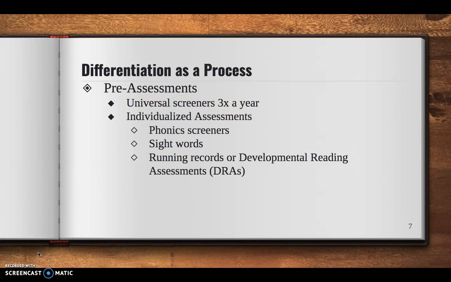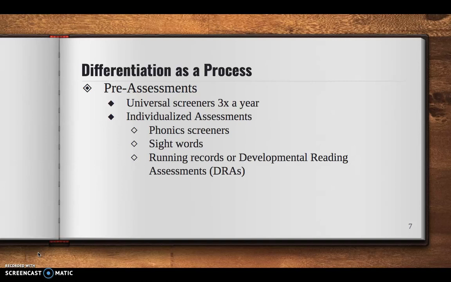Each of these measures provide a different type of data. Phonics screeners focus on letter names and sounds, including vowel combinations, blends, and digraphs. Sight words are words that generally cannot be sounded out phonetically and go in stages starting in groups of 100 and cover word reading and vocabulary. Running records and DRAs address actual reading fluency and reading comprehension.